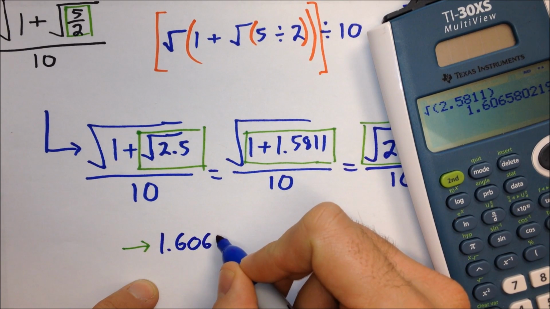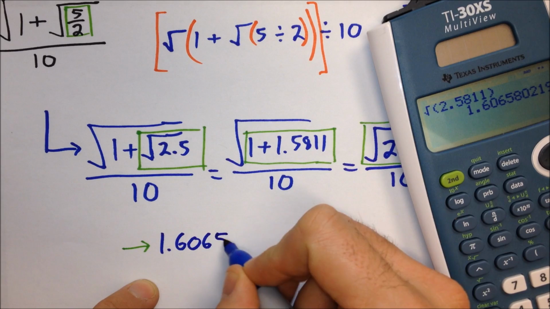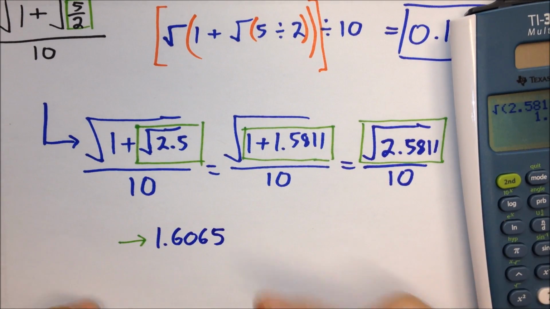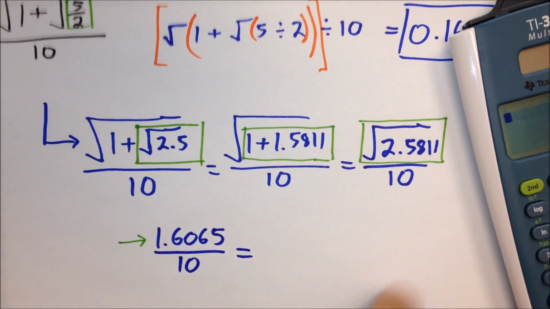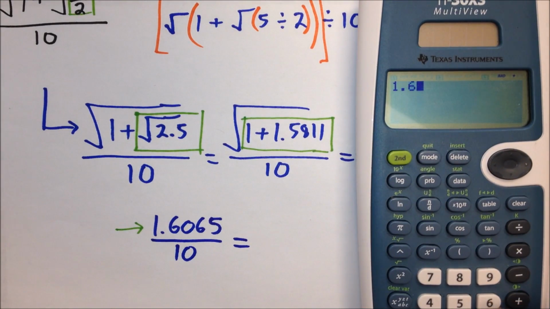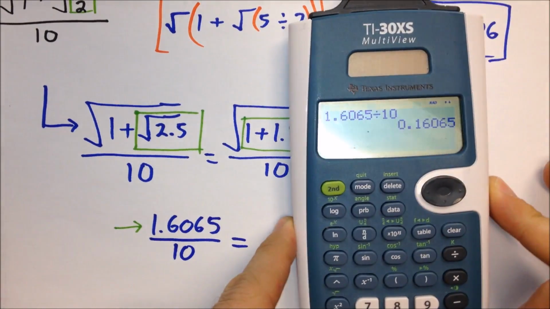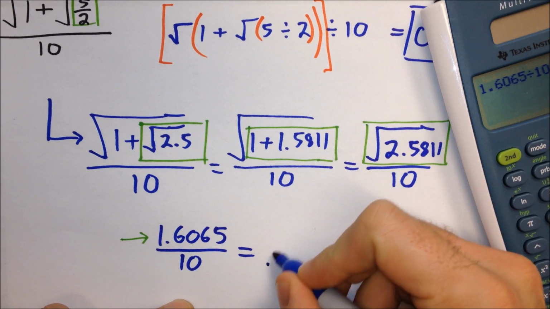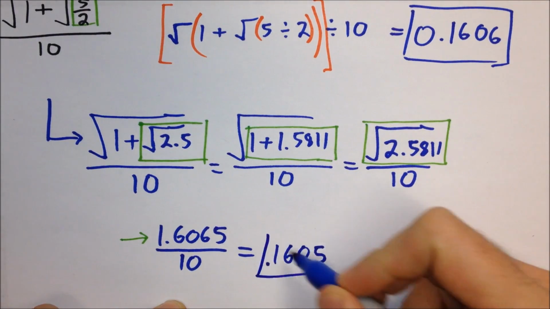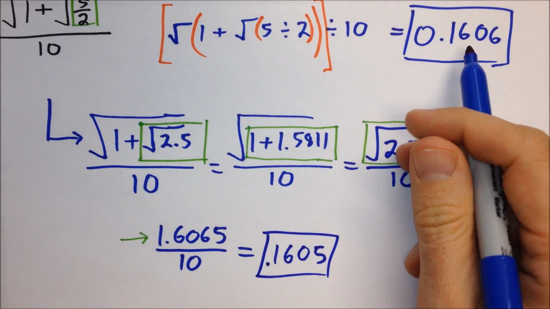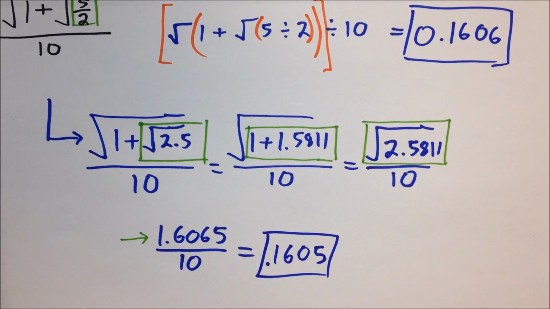1.6065 will be just fine. That's that top part, and now we divide this by 10, so we'll go 1.6065 divided by 10. I probably could have done this in my head because when you divide by 10 it just moves the decimal place one spot, but let's go ahead and do it in our calculator and get 0.16065 for our answer, which is almost the same as what we got earlier. The only difference was a little bit of rounding.